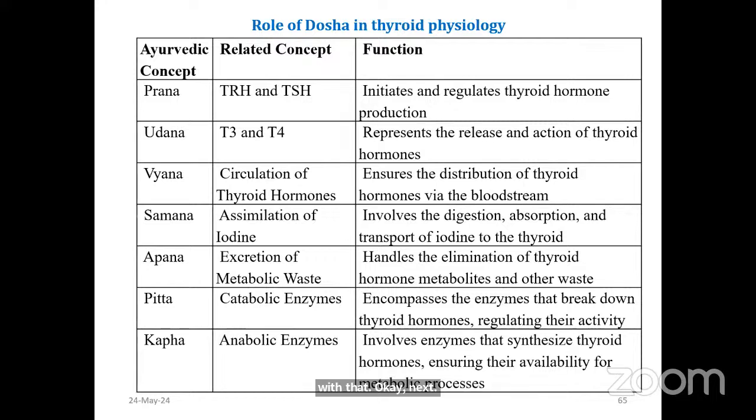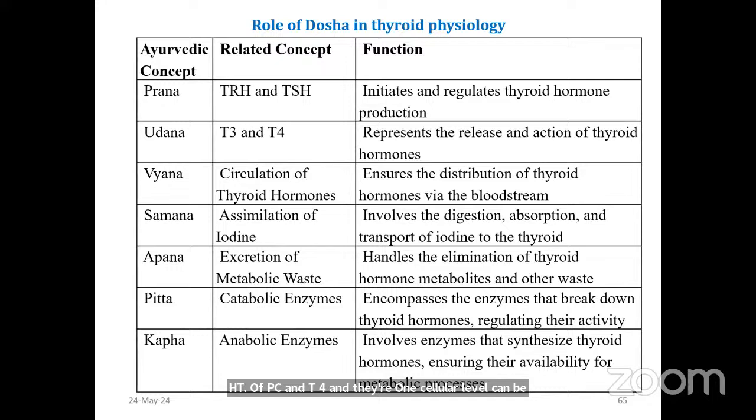According to dosha, if we want to understand the thyroid gland, the function of TRH, thyroid releasing hormone, and TSH, thyroid stimulating hormone, can be considered the function of Pranavayu because it initiates and regulates thyroid hormone production. The release of T3 and T4 and their action on the cellular level can be considered the function of Udan Vayu, which represents the release and action of thyroid hormones.